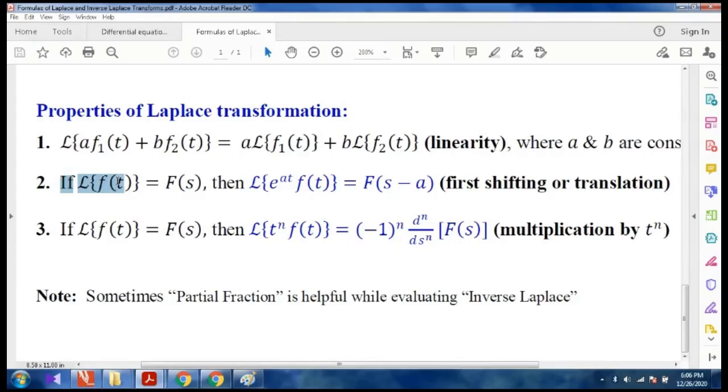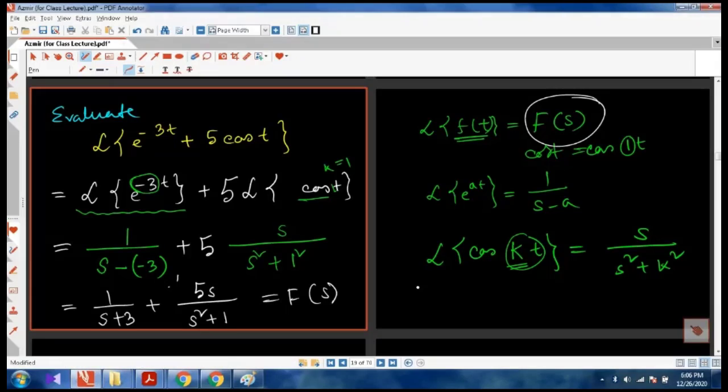If Laplace transformation of f of t is F of s, we know, then what will be the case for Laplace transformation of e power at f of t? It will be F of s minus a. So can you see the property from here? Yes, sir. So let's work with this property.